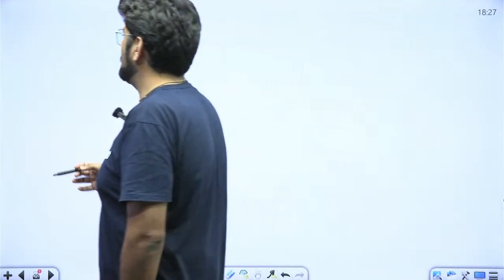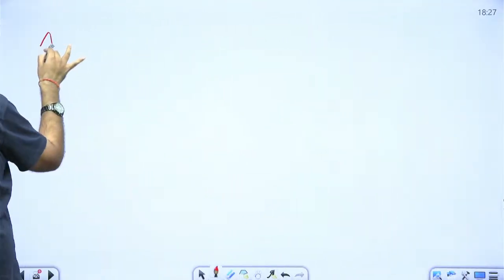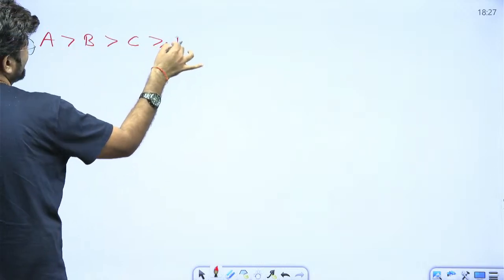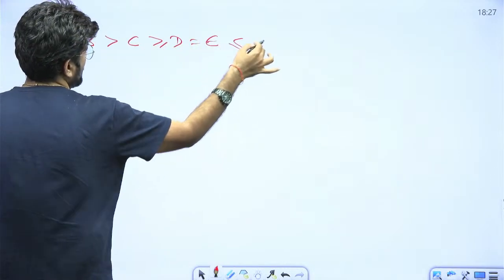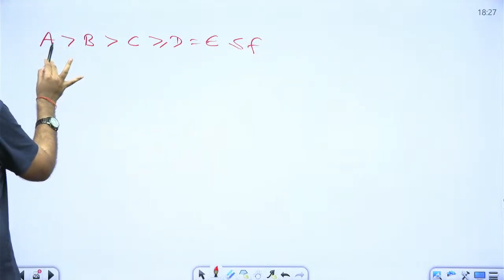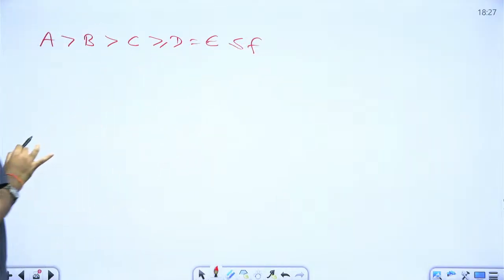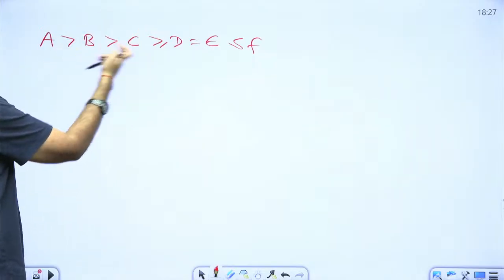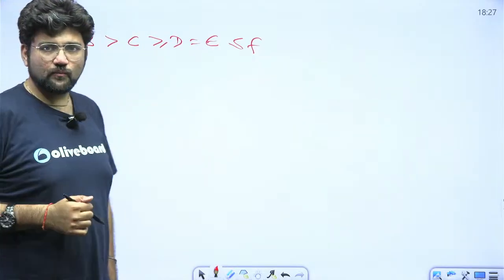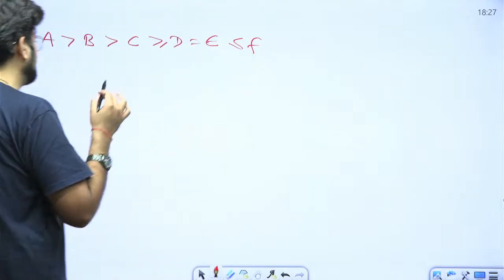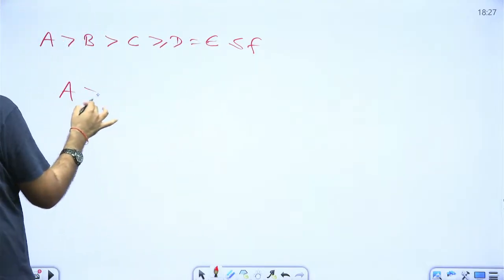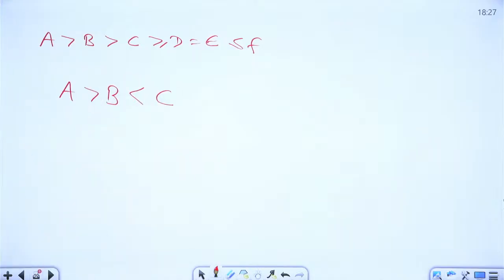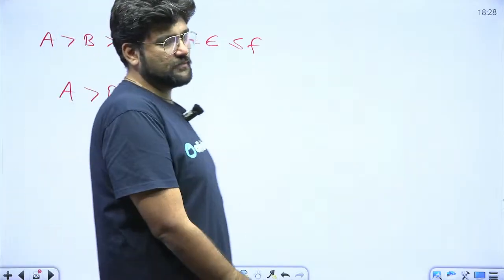If we read the expression, so far we only spoke about unidirectional signs. Everything was in one direction only, A to B, A to C, A to D, right? Either it was in one direction or it was an equal to. But what if, now you tell me, what is the relationship between A and C?